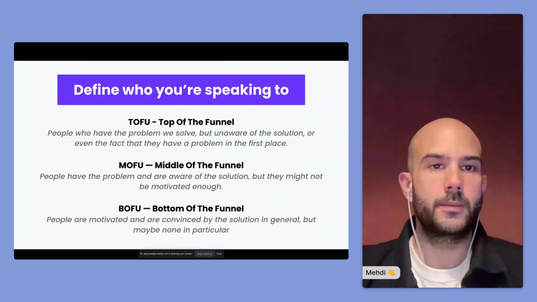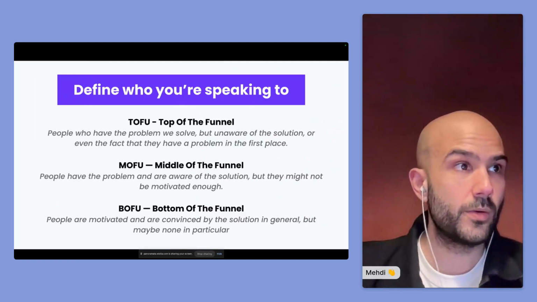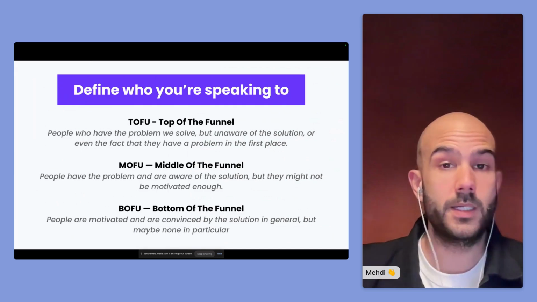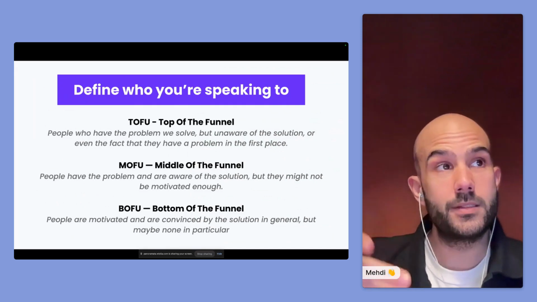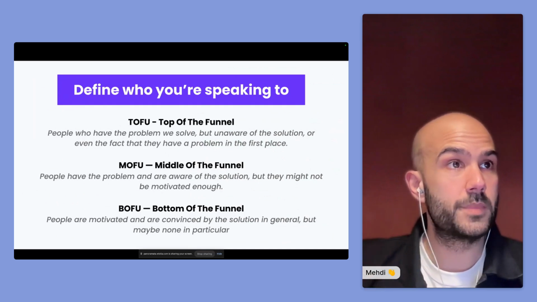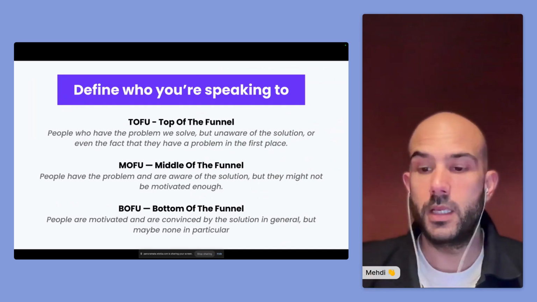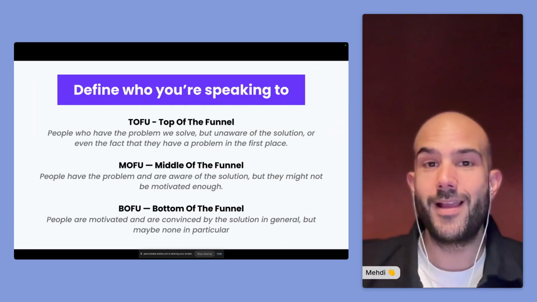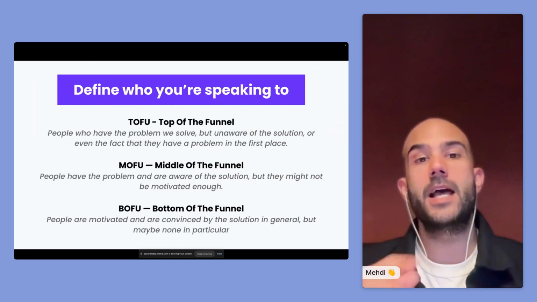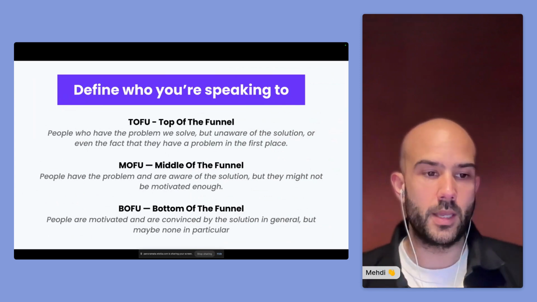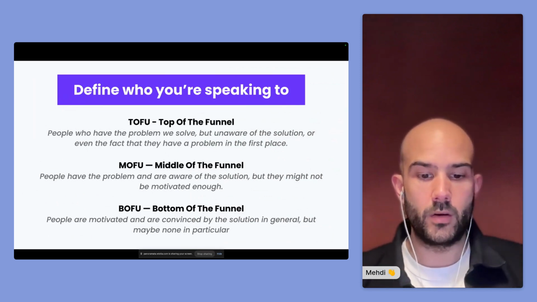So very first thing, when you're creating your own ad, define who you're speaking to. And at the same time, when you analyze your competitors' ads, you should understand who they're speaking to as well. If you look at a specific ad of your competitors, don't try to get their ads as a whole. When you look at their ads, just try to understand right away: are they explaining something or not?